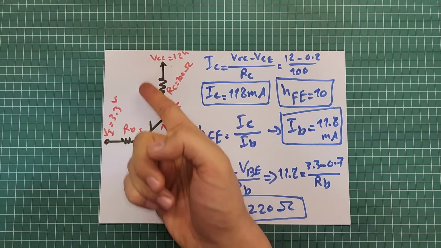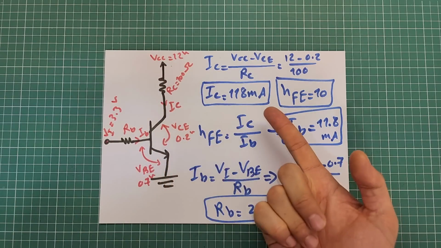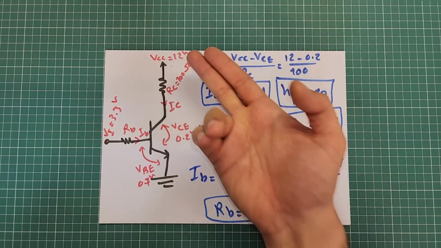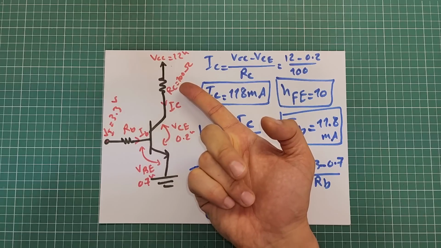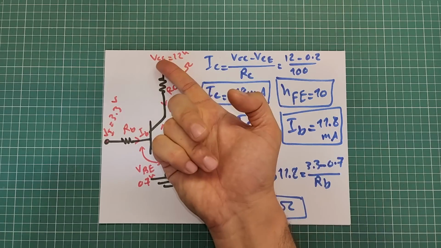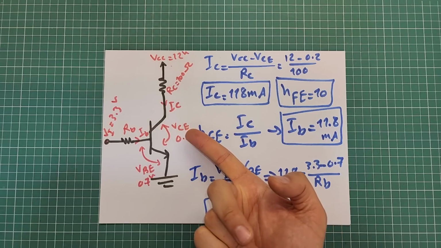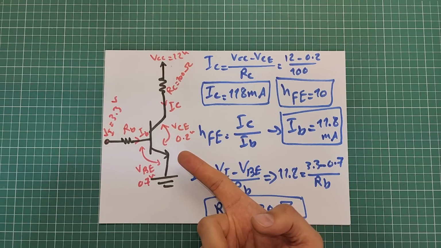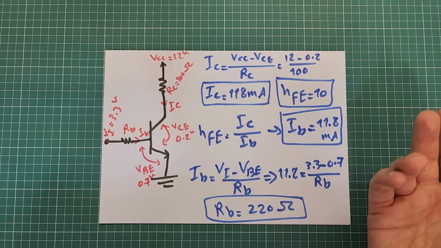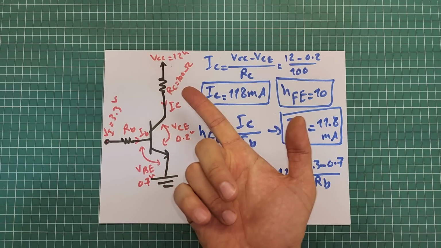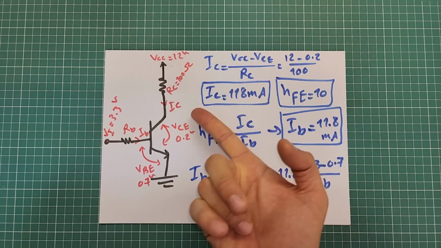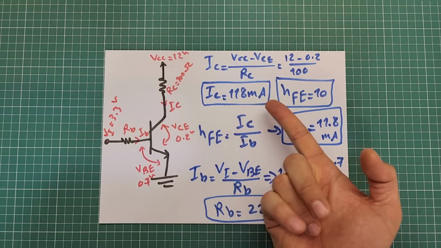If the load is a 100 ohm resistor, the IC is going to be the voltage across this resistor divided by its value. The VCC is 12 volts and the VCE is assumed to be 0.2 volts, which is pretty standard, and RC is 100 ohms. Then the IC is going to be 118 milliamperes.